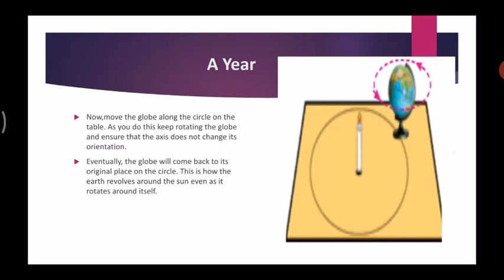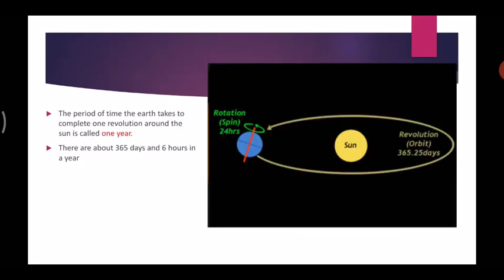So this tells us that while the earth is rotating, that is turning around itself, it is also moving around the sun. So there are two movements going on together. That is, the earth is rotating around itself as well as revolving around the sun. So this gives rise to one whole year. We'll move to the next slide.